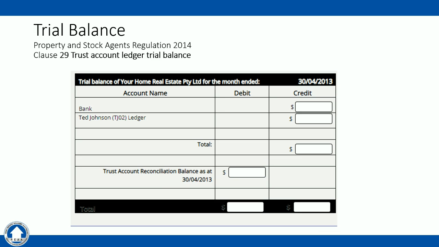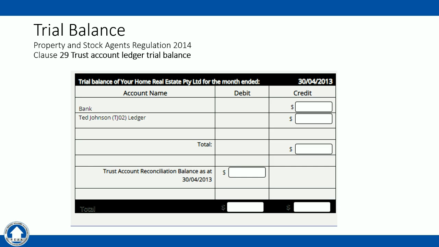Let's now look at the trust account trial balance, which is covered under the Property and Stock Agents Regulation 2014, Clause 29, Trust Account Ledger Trial Balance. The clause states that a licensee must, within 21 days after the end of each named month, prepare a trial balance statement of all ledger accounts current as at the end of the month. That means any accounts that continue to be active and have money in them must be listed in the trial balance. And there's some information that the legislation outlines in terms of what the trial balance must contain.